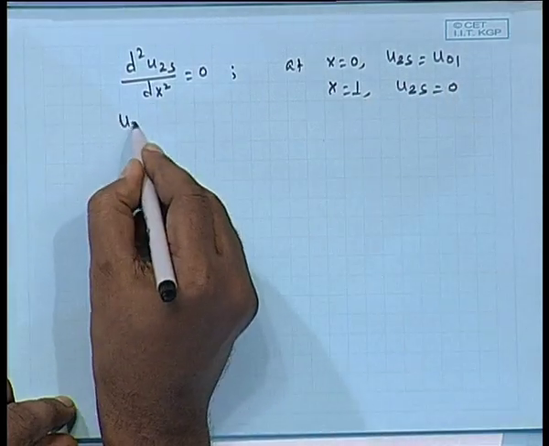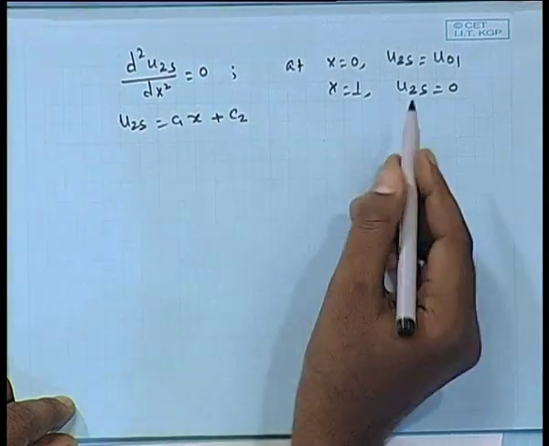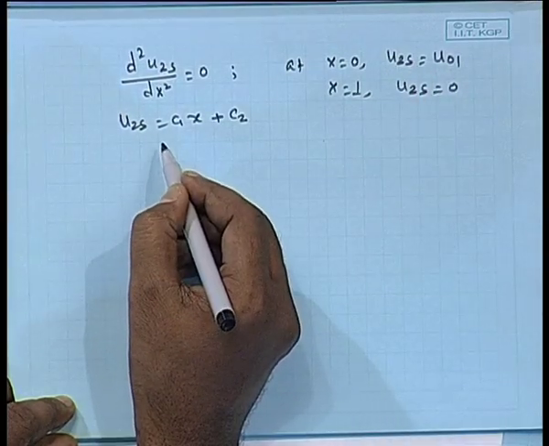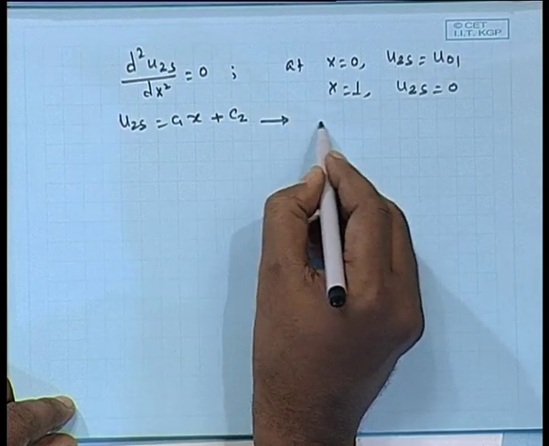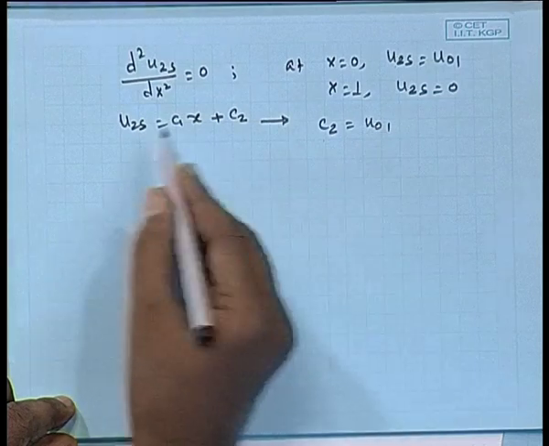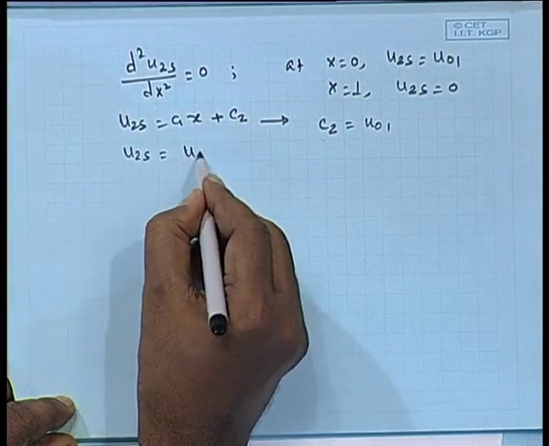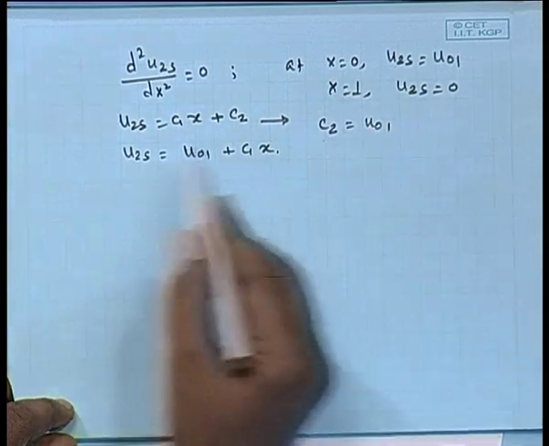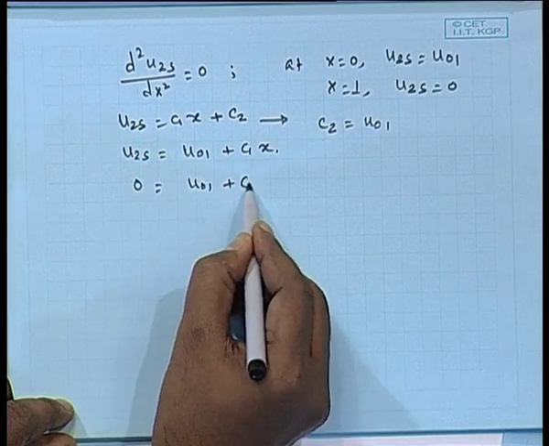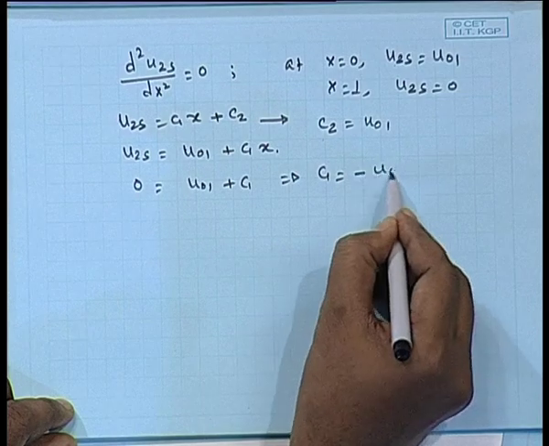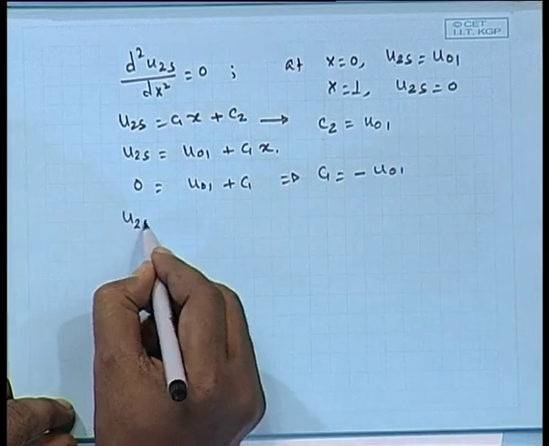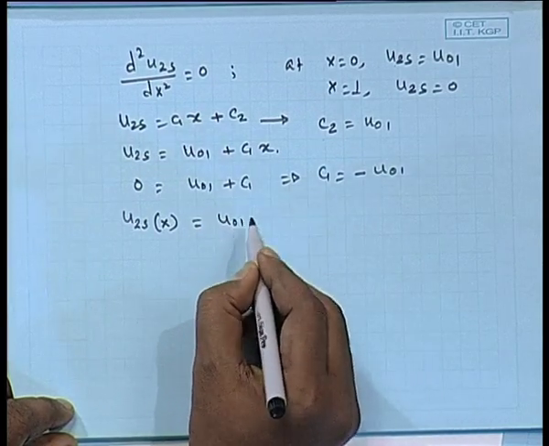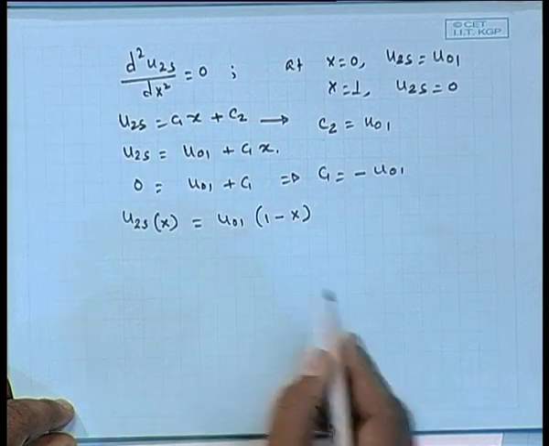Okay. Now, what is the solution? U2s is equal to C1x plus C2. At x equal to 0, U2s is equal to U01, that means C2 is equal to U01. If we apply the first boundary condition, you will be getting C2 is equal to U01. That means U2s is equal to U01 plus C1x. At x equal to 1, U2s is equal to 0. That means 0 is equal to U01 plus C1. That means C1 is nothing but minus U01. Okay. So, what is the solution? The steady state solution is U01 into 1 minus x. Okay. That is the steady state solution.